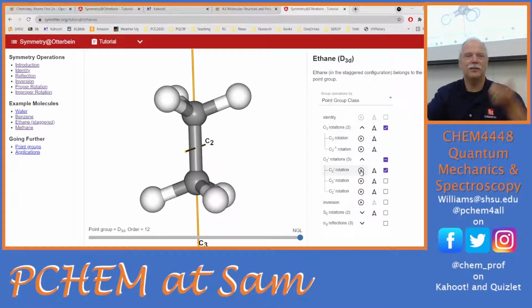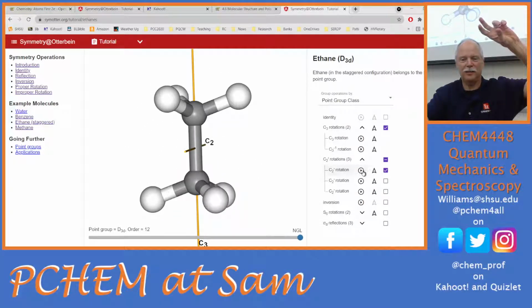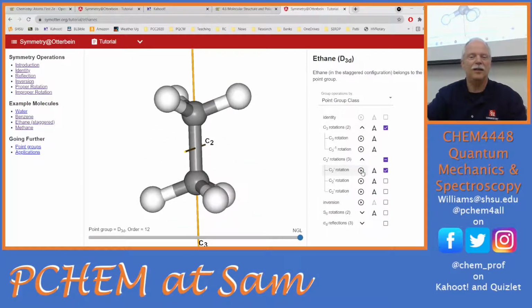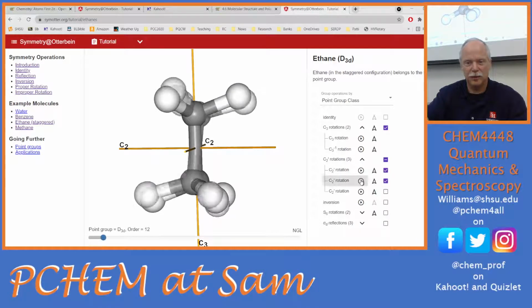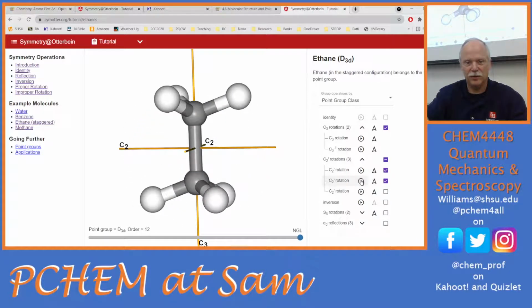See, now the carbons rotate into each other and the hydrogens rotate into each other. In fact, there's a whole bunch of C2s on this molecule. Let's look at this one. So that's going along a different 60-degree angle, and then this one.